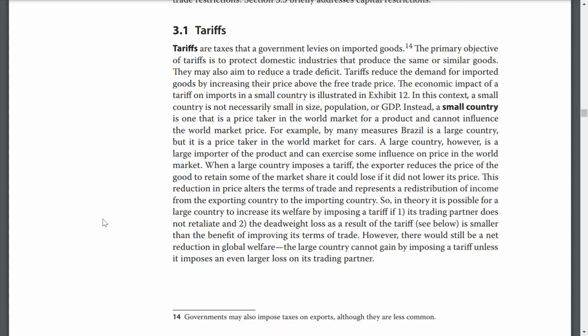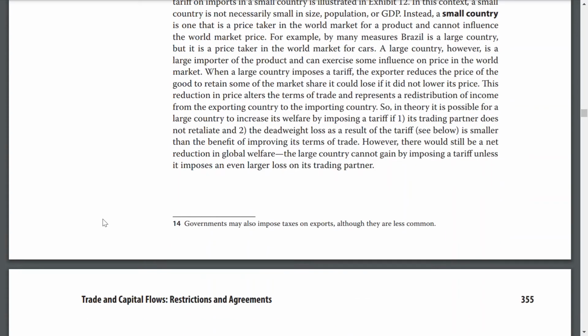This reduction in price alters the terms of trade and represents a redistribution of income from the exporting country to the importing country. So in theory, it is possible for a large country to increase its welfare by imposing a tariff if, one, the trade partner does not retaliate, and two, the deadweight loss as a result of the tariff, seen below, is smaller than the benefit of improving its terms of trade. However, there would still be a net reduction in global welfare. The large country cannot gain by imposing a tariff unless it imposes an even larger loss on its trading partner.